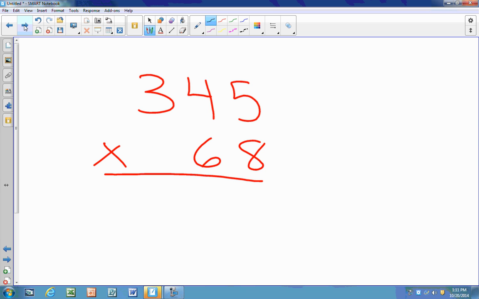Sometimes I move on to 3-digit by 2-digit. It's done the same exact way. The only difference is now there's 3 digits in the top. So once again, I'm starting with my 8, so I cross out my 6. 8 times 5 is 40. Put a 0, and I carry my 4 to the tens place.